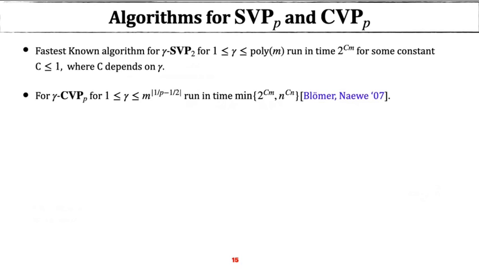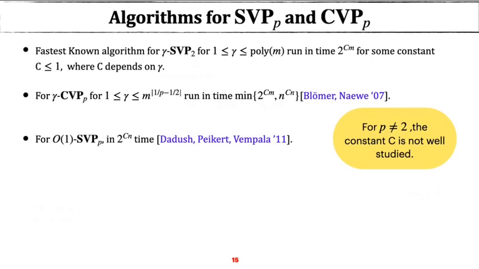For gamma approximation of CVP, we know that it takes exponential time. Similarly, for constant approximation of SVPp, the point to note here is that when p is not equal to 2, the constant c is not well studied. So there is no upper bound known on the c. We don't know whether it can be solved in 2 to the n time, or we need 2 to the 100 n or 2 to the 100 m.